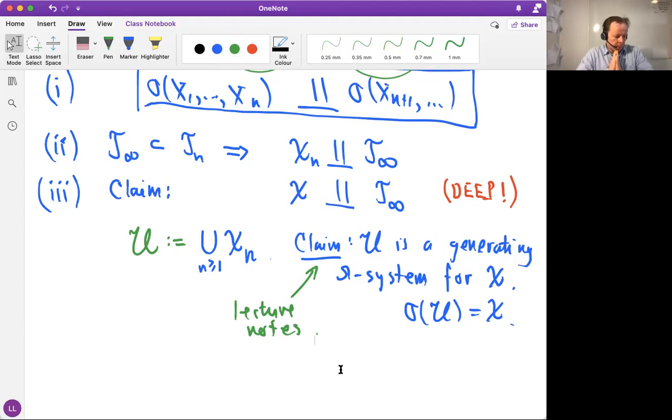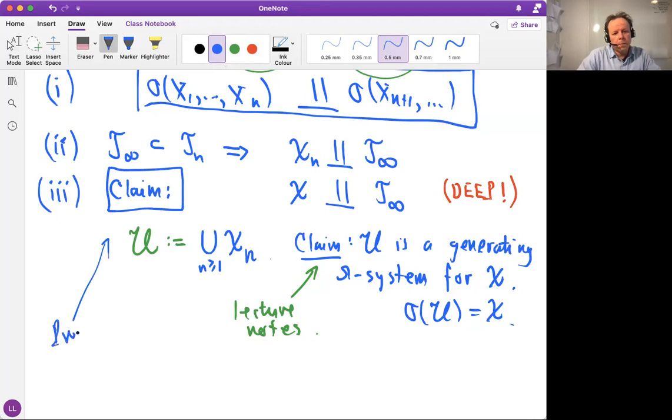What does this tell us? Let me try to collect what I wanted to say here. How would this U help? Yes, in this way. So let's focus on this claim here. And now, how would we prove this claim?